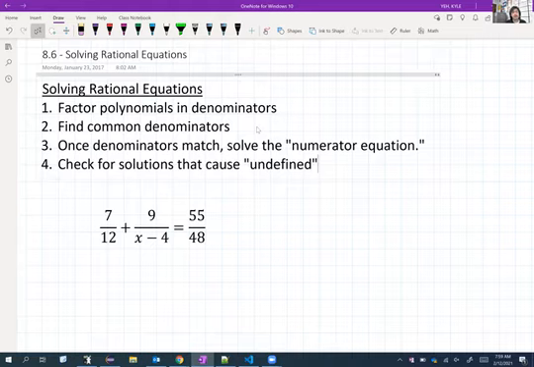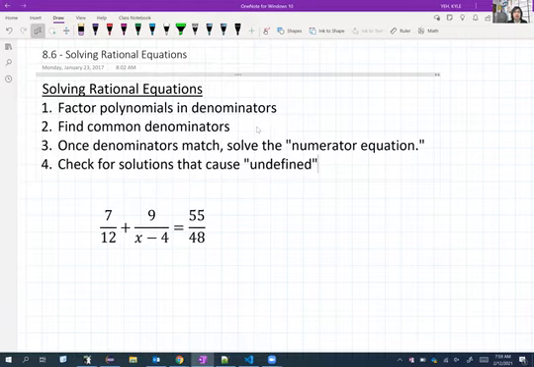And then step 4, we have to plug it back in to make sure that it doesn't cause an undefined. We've talked about undefined before, undefined meaning causing us to divide by 0 with rational equations. So we just want to plug our final answer back in. So we're going to do a few examples in this video. The first one is on the screen there.